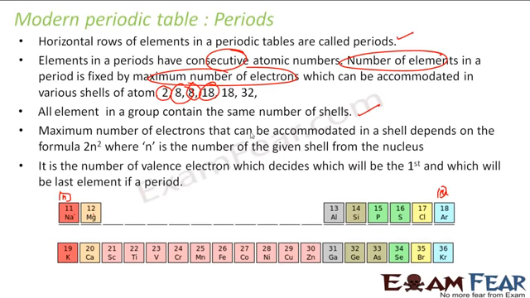It is the valence electron which decides which element will be the first and which will be the last. For example, the one with 1 valence electron will be the first, and the one with 8 valence electrons will be the last. Correct? The exception is the first period, where helium has 2. I mean, you can say that the one with 1 valence electron is the first, and the one which has the valence shell completely filled is the last.